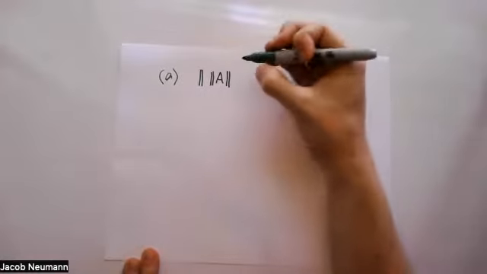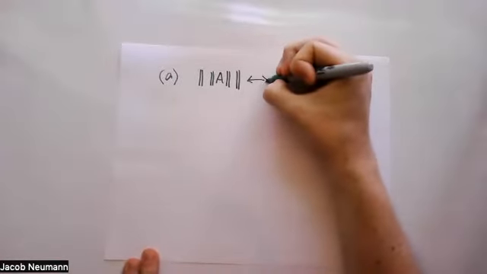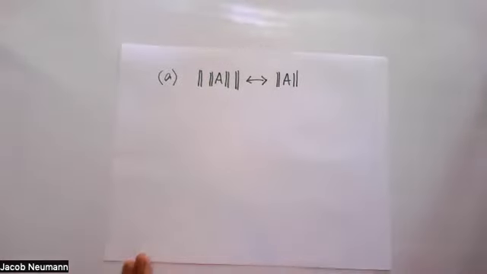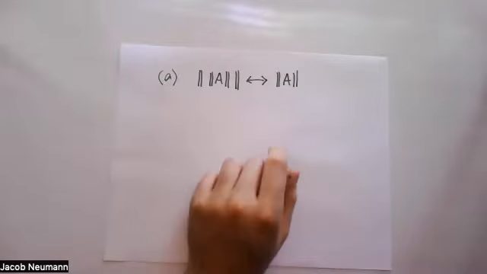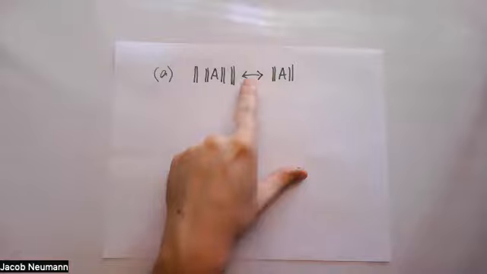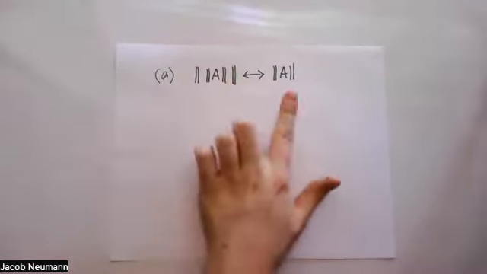by implication, an equivalence between A and double truncated A. And so we wrote this as just a double arrow instead of as an equivalence sign, because both of these are propositions.